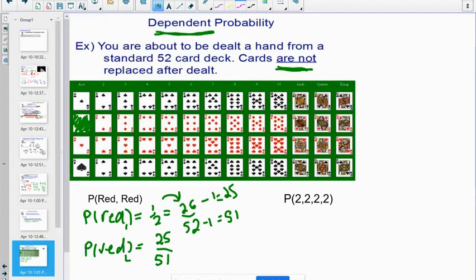And then you are going to multiply those events. So you have 1/2 times 25 over 51. And that's going to be 25 over 102.